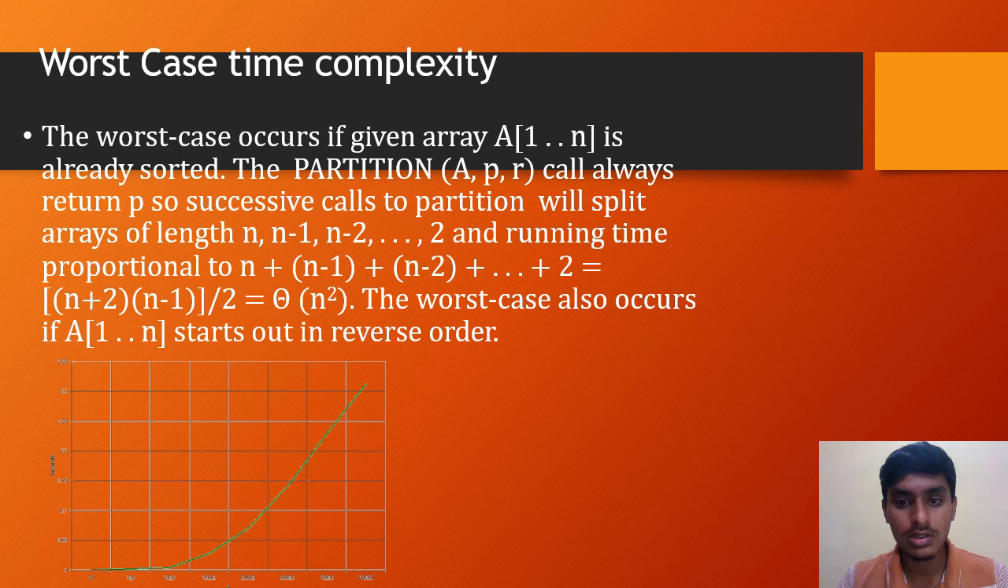The worst case also occurs if A of 1 to n starts out in reverse order. So you can see the graph as mentioned.